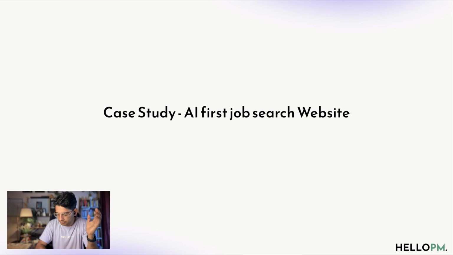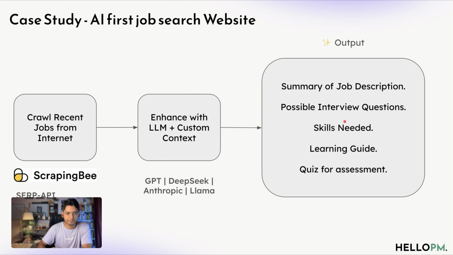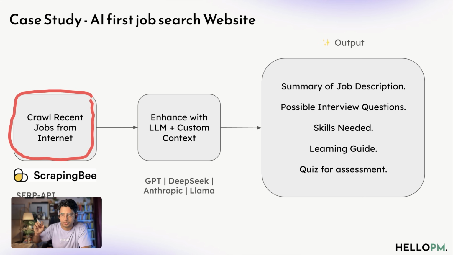Okay, let's say we want to build an AI first job website. Okay, so this is the functionality of that website. What we'll do is we will first crawl the jobs from the open internet. We'll go to Google, LinkedIn, and other websites in order to crawl the jobs. By crawling, I mean we'll be able to get information from these websites as soon as it is updated. And for that, we can use software such as ScrapingBee. We can use SERP API. We can also use headless browsers. This will make sure that we are able to crawl the websites.